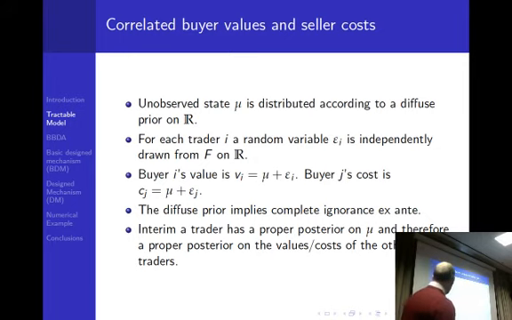Okay. And so an interim trader is going to have a proper prior on mu, and therefore a proper posterior on mu, and therefore, since he knows how other people's costs and values are created, he's going to have a proper posterior on the values and costs of the other 2m minus 1 traders. And so you can do decision theory on that and decide what your best bid is. And of course, this is going to have a lot of correlation between all the values and costs, just generated by that mu being shared by everybody. They're all going to be close together.